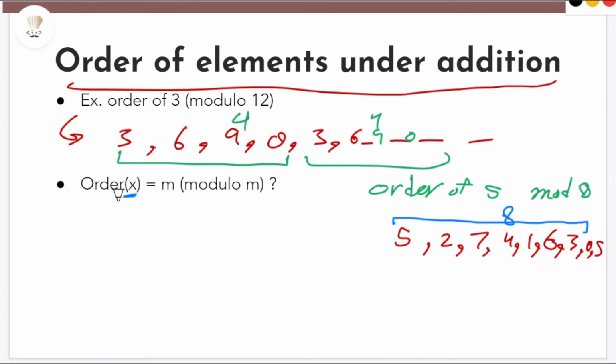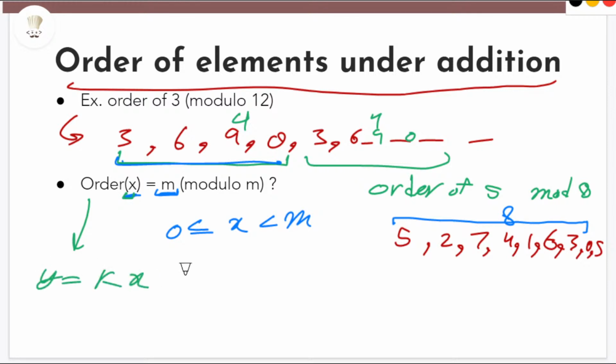If we can have such an x, then it would be really helpful, because we can basically write all of these m numbers modulo m. Modulo m, we have m numbers, right? 0 less than or equal to x less than m. We have m possible values of x. So if we have such an x such that the order of x is equal to m, then we can write each number y as just a multiple of x modulo m. So that would be really helpful.